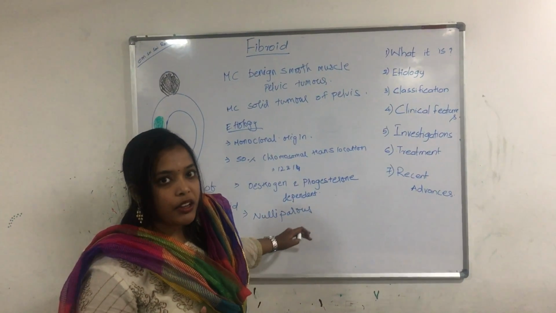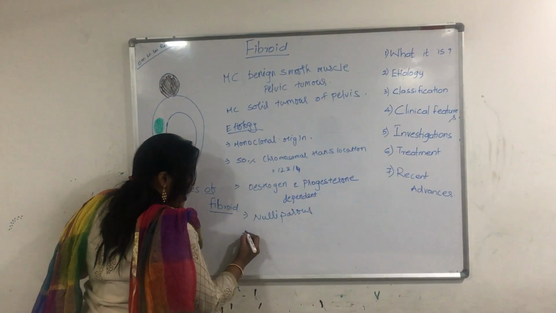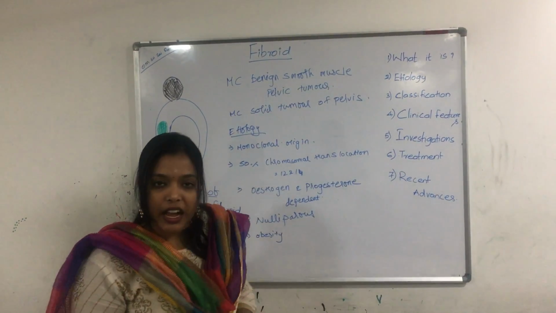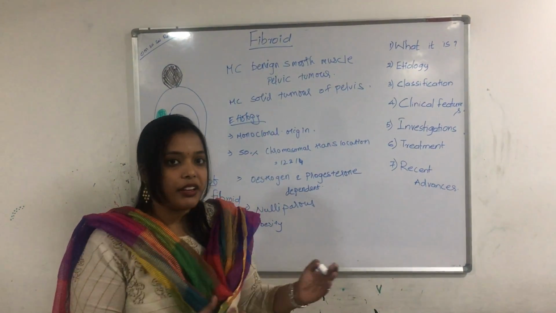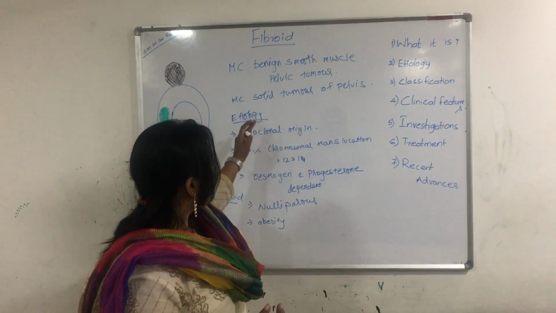That's the reason nulliparous patients are more prone to fibroids. This is an MCQ: fibroids are more common in nulliparous women. And obesity: obesity involves increased androgen levels, and the more the androgen, the more the conversion to estrogen. So there they are more prone to fibroids. This is regarding the etiology of the fibroid.